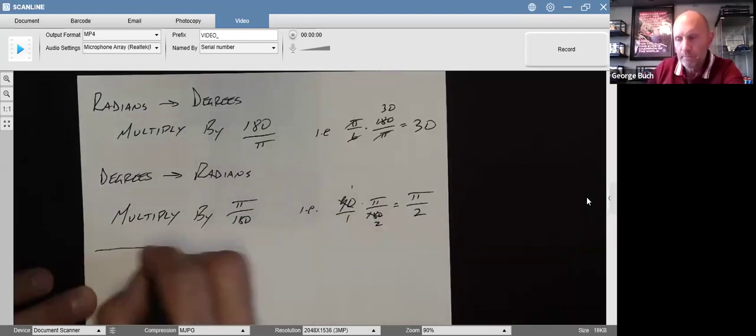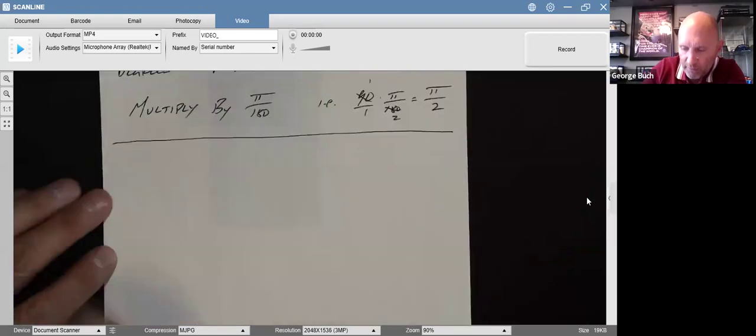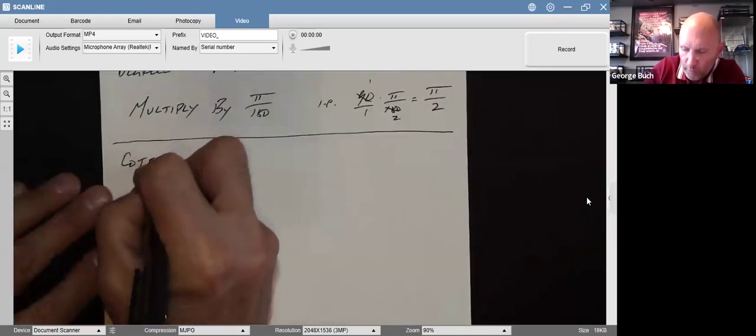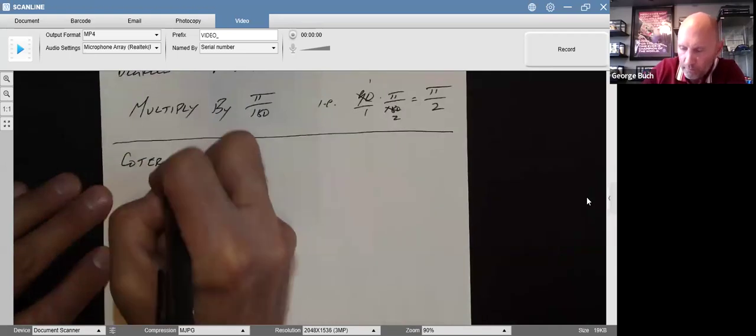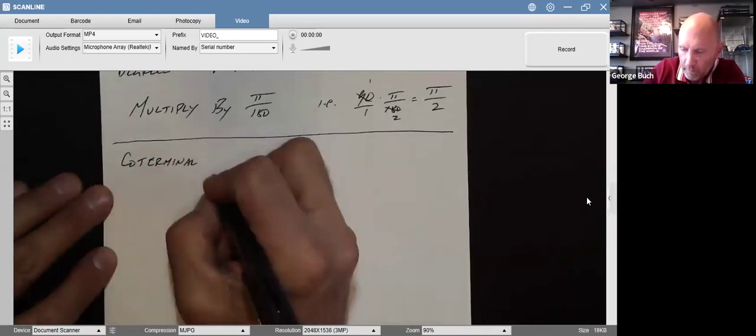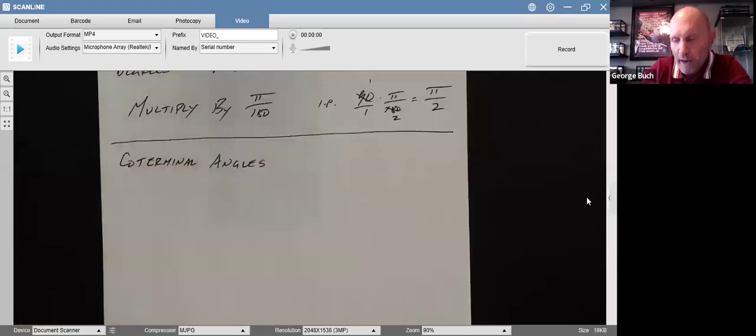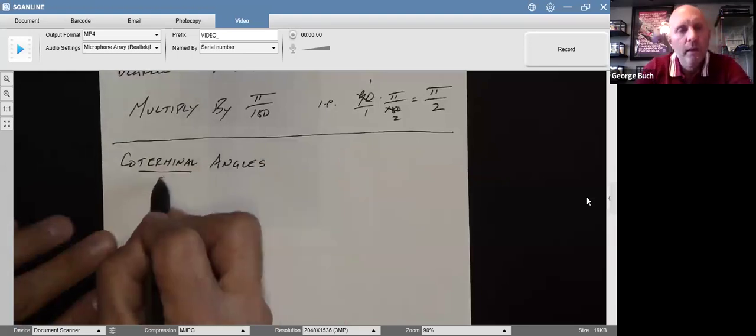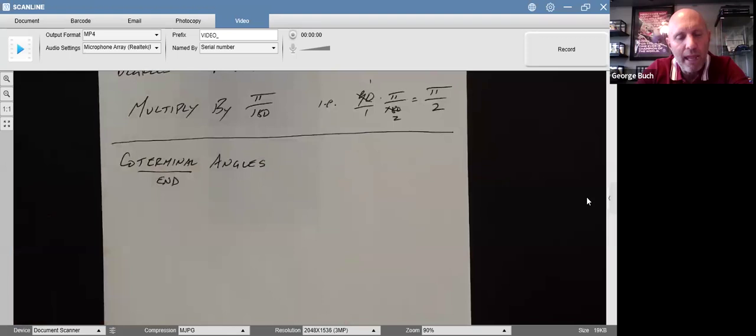The next topic we have in this lesson is something called coterminal angles. And so, as the name implies, terminal means what? End. And so these are angles that end up at the same place on the circle.